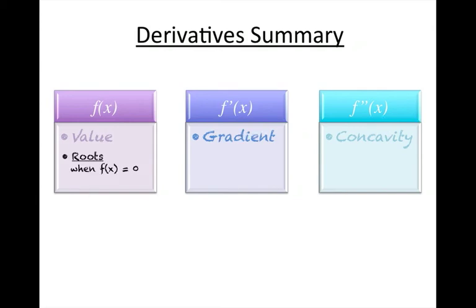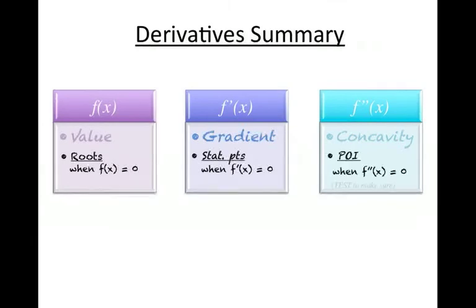Now, with your value, with your f of x, you find the roots. So the most important thing to take out of that is you find your roots when f of x equals 0. Your f dash x, you find your stationary points when you let that, the f dash x, equal 0. And you can find the POI, the points of inflection, when f double dash x equals 0. Although that one you actually do have to test to make sure. You have to do the manual test.